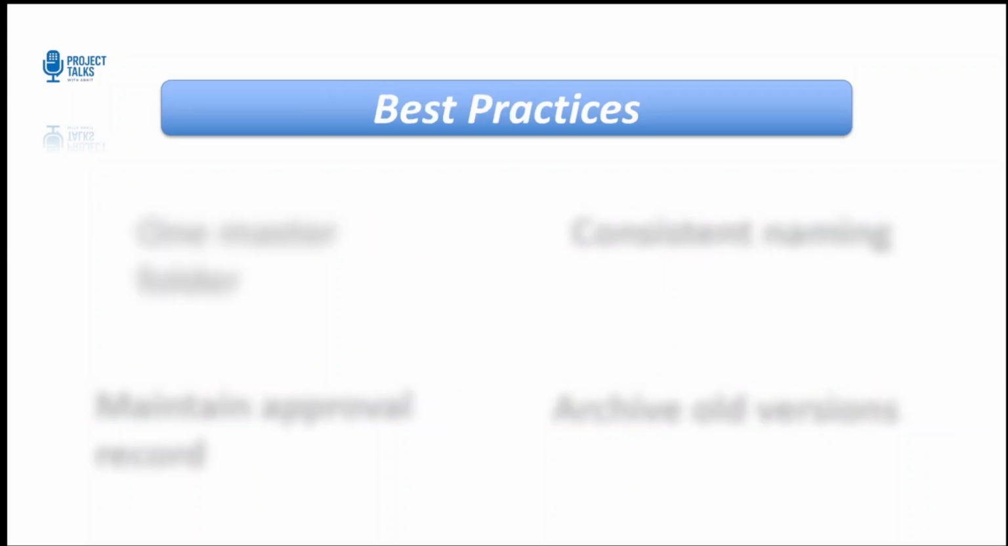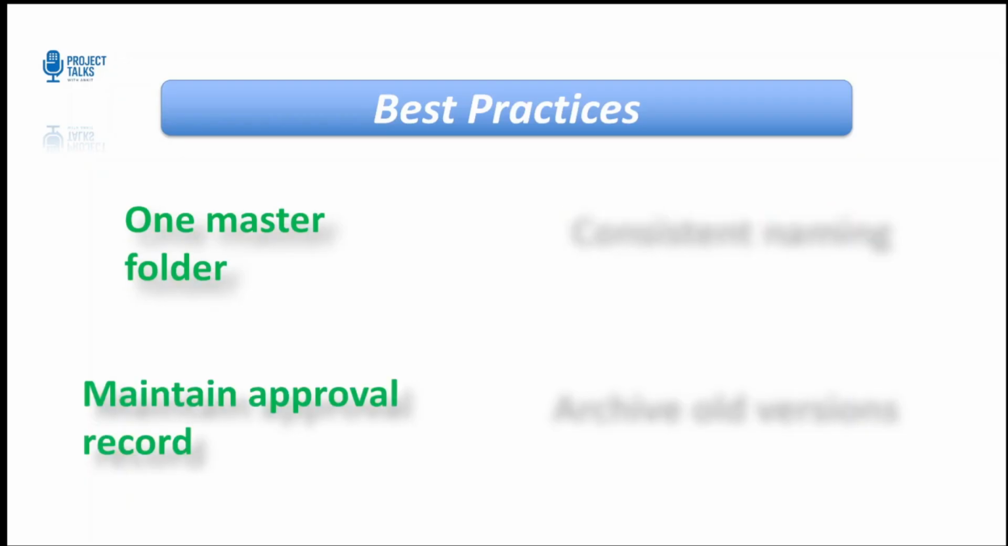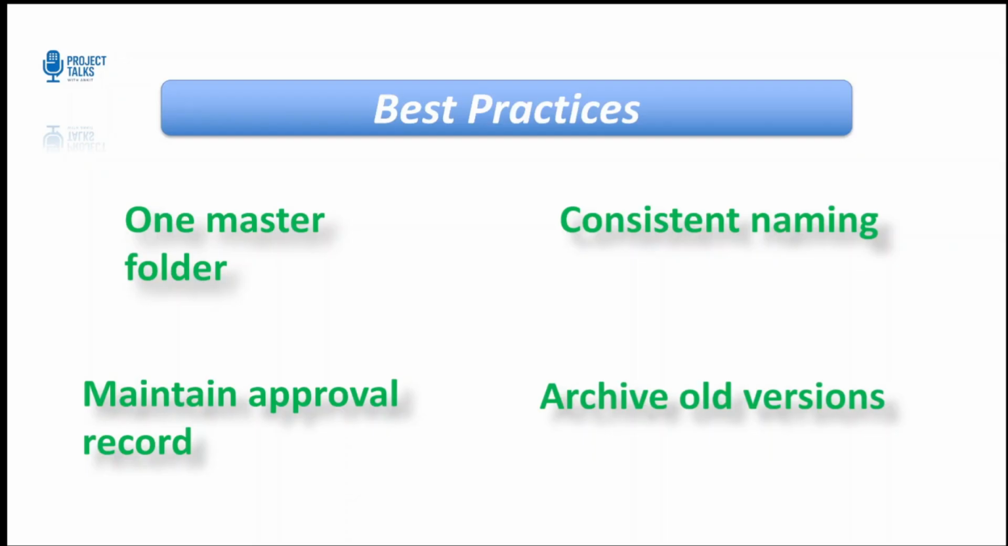Some of the best practices, according to me: there should be one master folder, at one place. Maintain an approval record, like I showed you in the Word document. Who's approving it, when it was approved. Maintain a document of that. It comes in handy when people start asking questions. There should be consistent naming, as we discussed before, and always archive your old versions. I believe I'm repeating myself.